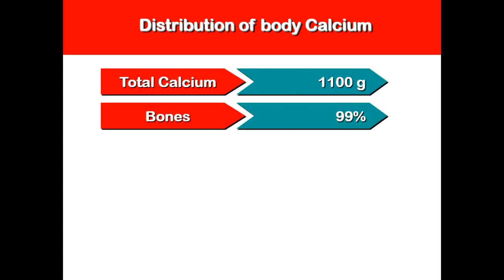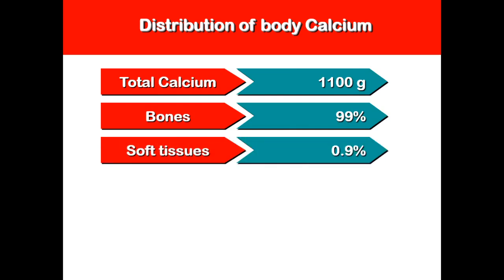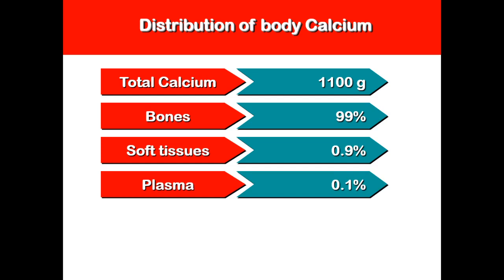So this slide, no need to memorize the numbers, it is just giving you the concept of how calcium is distributed. 99% of the calcium is present in the bones and the remaining 1% is distributed in the soft tissues and the plasma. And plasma, you can see, has only a very minute amount, 0.1%.